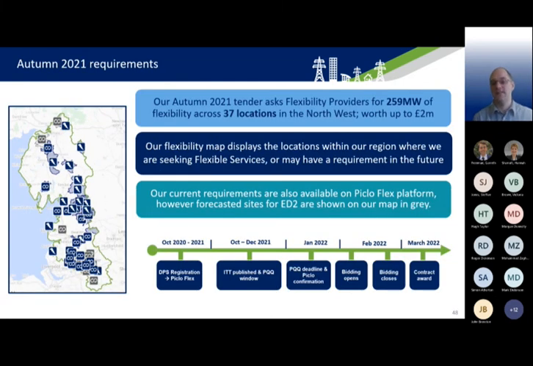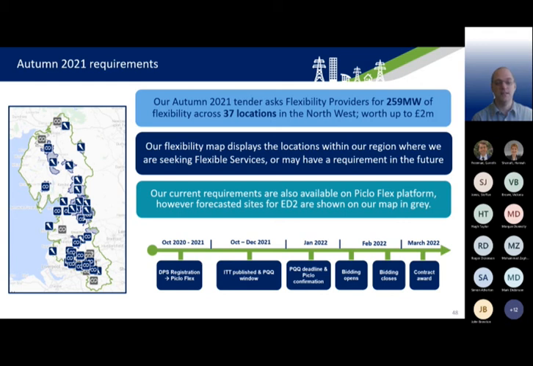We actually have a tender which we launched last Friday. We're currently looking for 259 megawatts of flexibility across 37 locations within the Northwest, and this is worth up to £2 million.